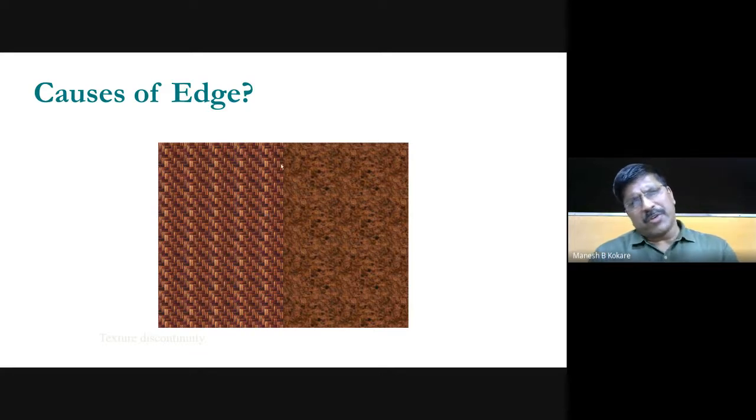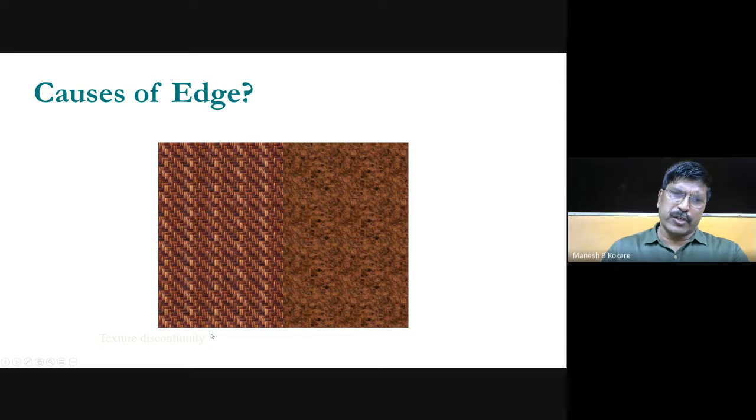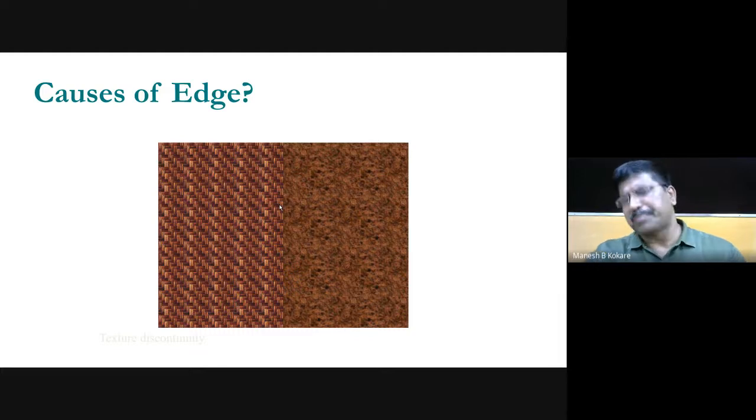Now, what are the different causes of edges? For example, this is one texture and this is another texture. So definitely, when there is a change of texture, there is also an edge border. So this is one of the causes. We can see there are several causes because of which an edge is there.